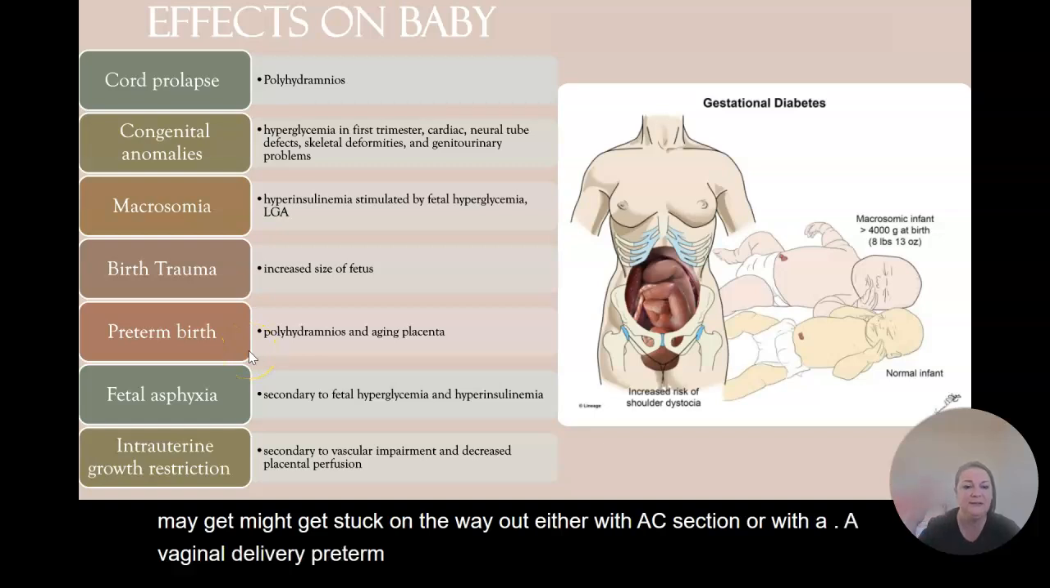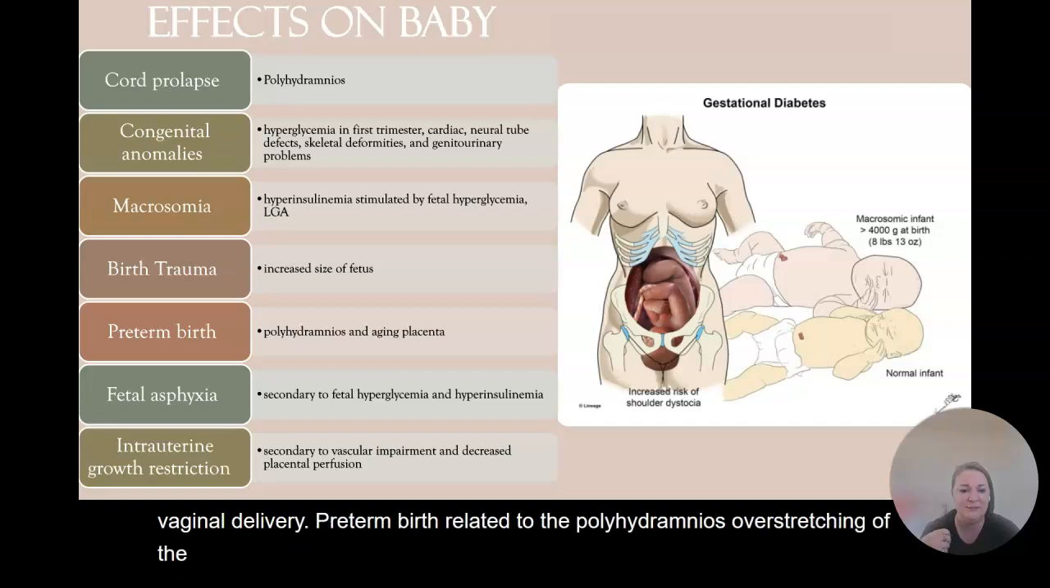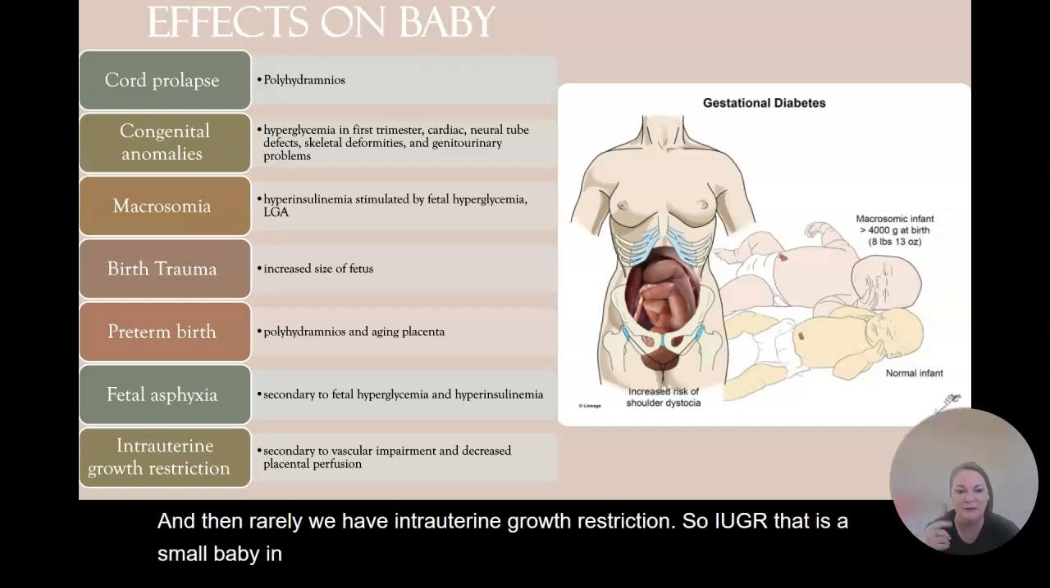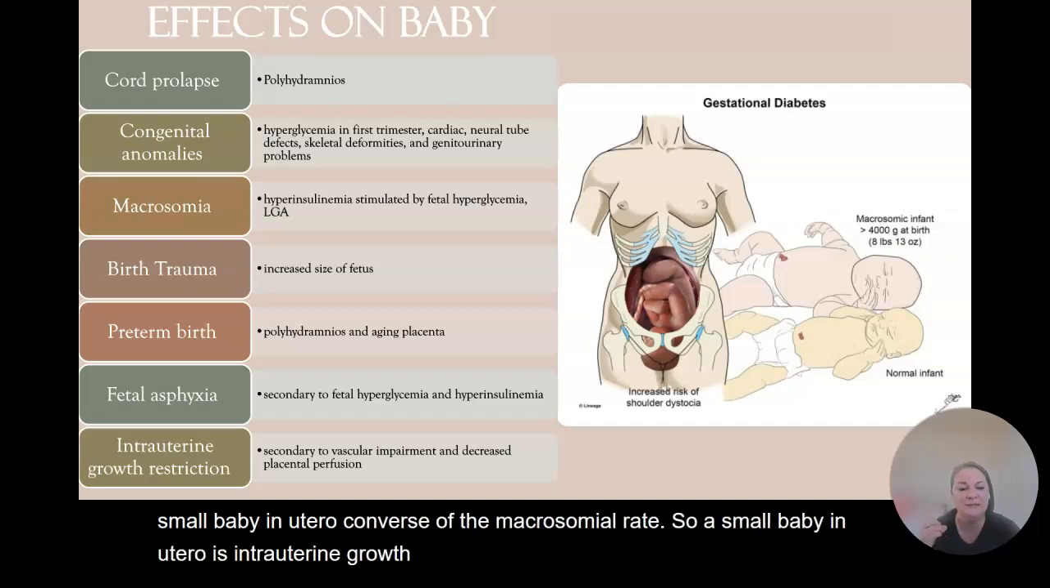Preterm birth related to the polyhydramnios, overstretching of the uterus, and aging placenta. Fetal asphyxia secondary to hyperglycemia and hyperinsulinemia. And then rarely we have intrauterine growth restriction, so IUGR. That is a small baby in utero, converse of the macrosomia, right? So a small baby in utero is intrauterine growth restriction. Once the baby is born, then that's small for gestational age, or SGA.